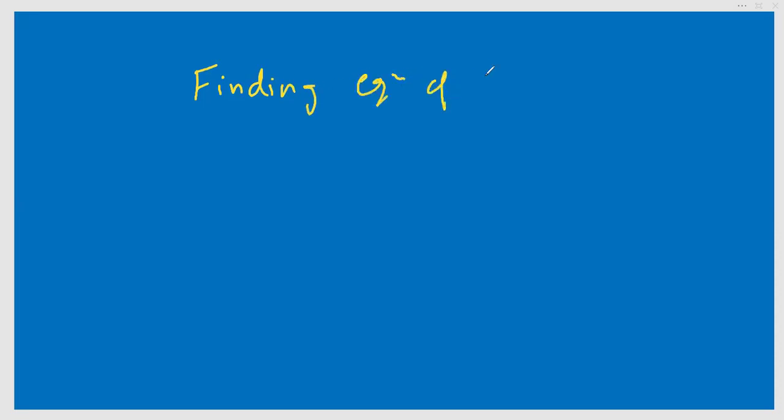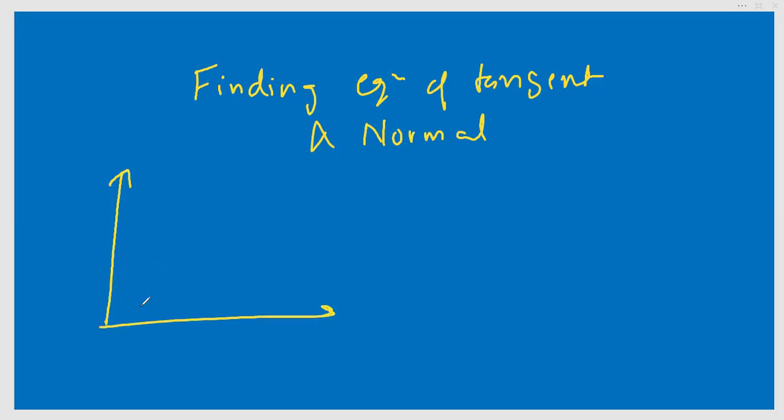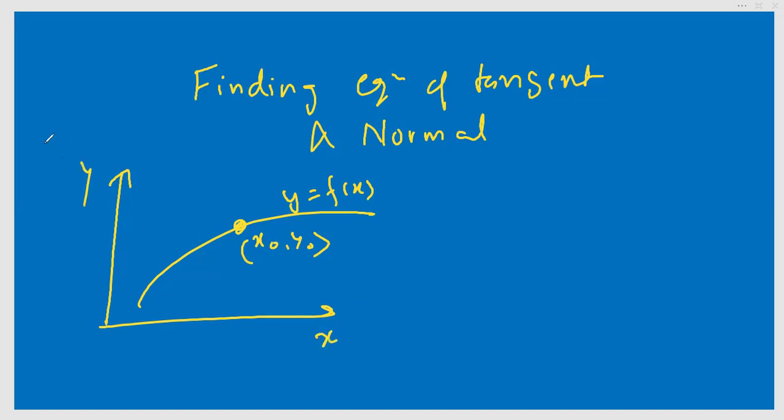Today we are going to see a brief review of finding the equation of tangent and normal by using calculus. Let's say our question says that we have to find the equation of tangent to the curve y is equal to f(x) at the point (x naught, y naught). So this is our question.